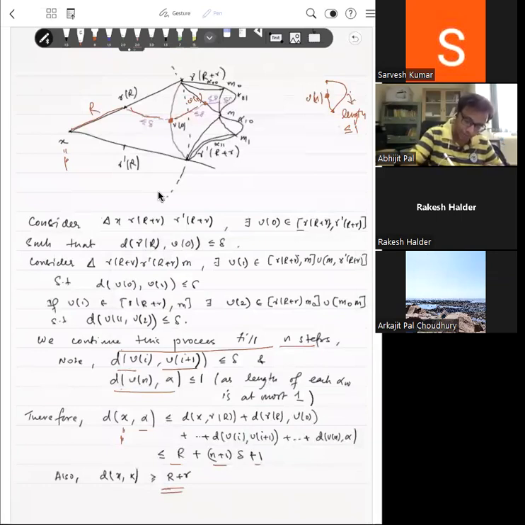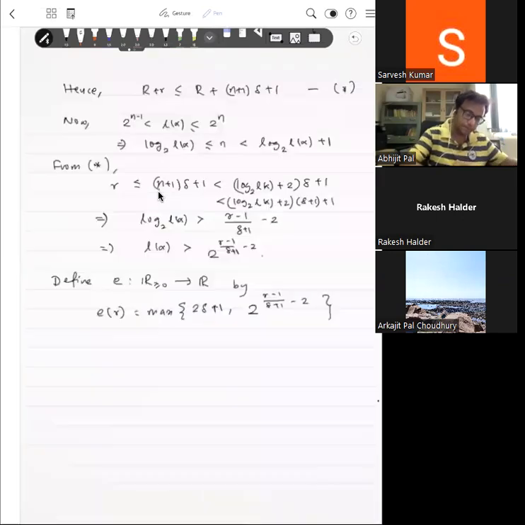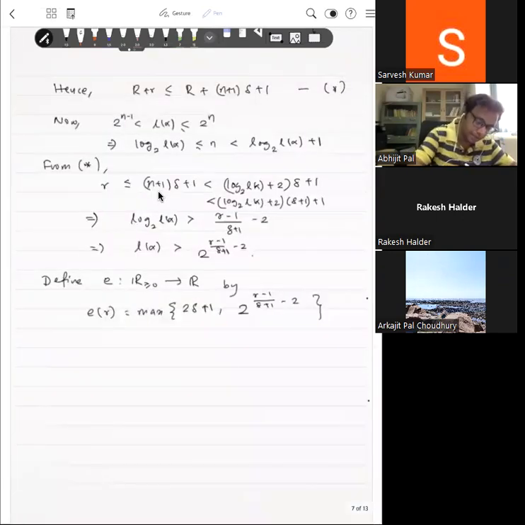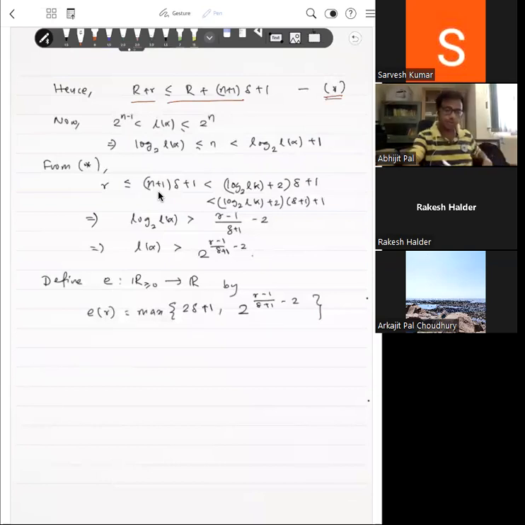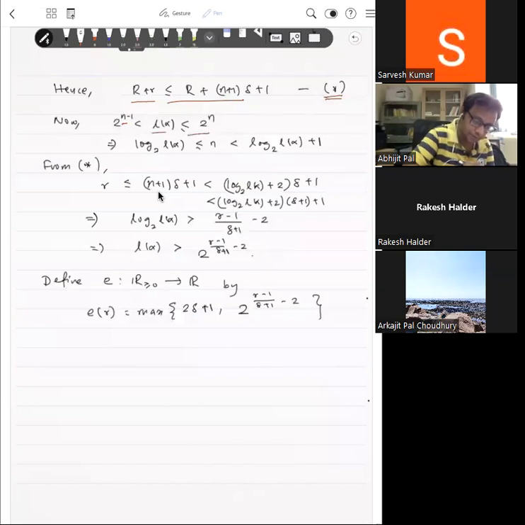So from these two equations, we have this thing here. Let us call it the star equation. Again, note this. What is the definition of this n? 2 to the power n minus 1 is less than the length of alpha, less than or equal to 2 to the power n.